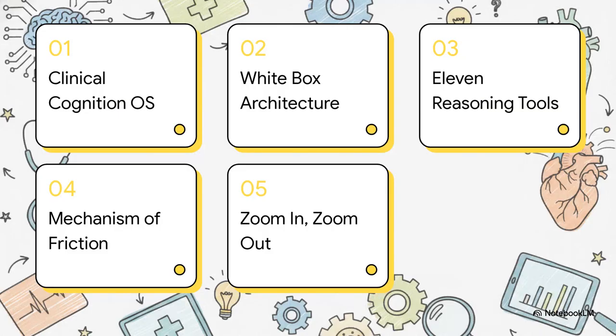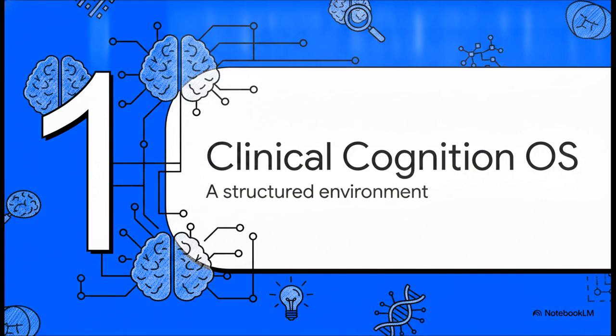Here is our roadmap for today. We'll start with the Clinical Cognition OS, move into the white box architecture, check out the 11 reasoning tools, explore a brilliant concept called the mechanism of friction, and wrap up by zooming in and out on a specific case study. Starting right off with Section 1, the Clinical Cognition OS.